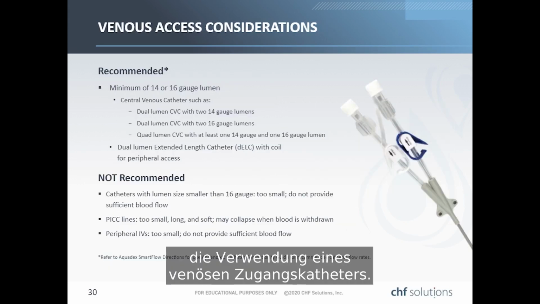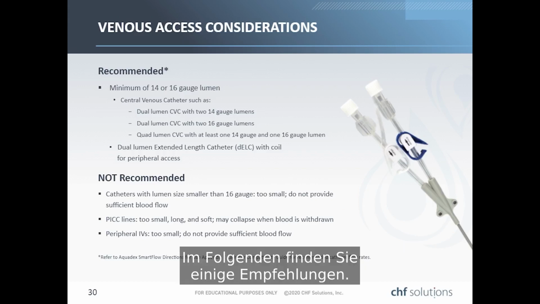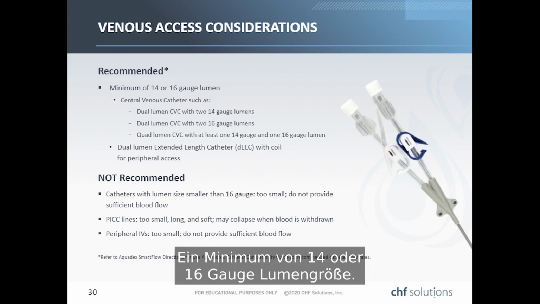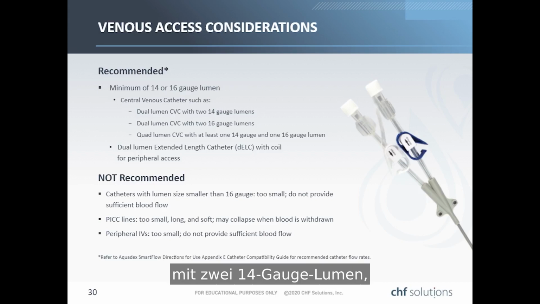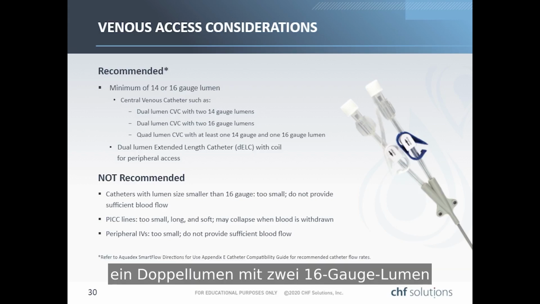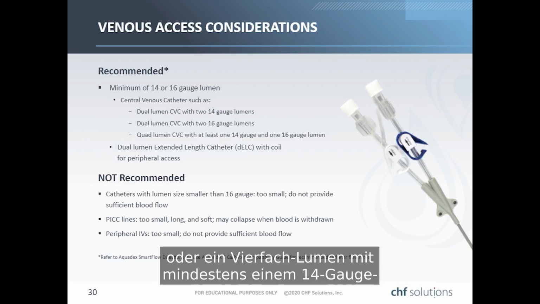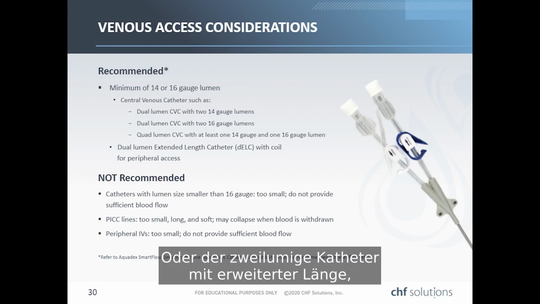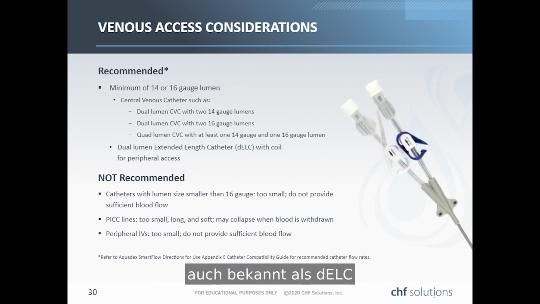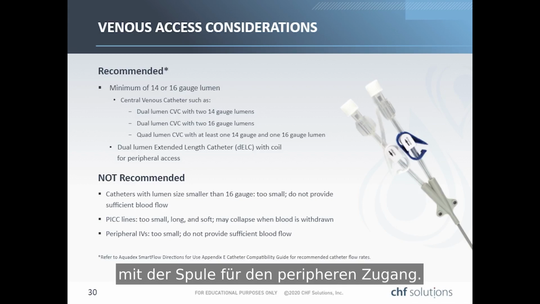Aquadex therapy requires the use of a venous access catheter. The following are some recommendations: a minimum of 14 or 16 gauge lumen size. For central venous catheters, this may include a dual lumen with 2 14 gauge lumens, a dual lumen with 2 16 gauge lumens, or a quad lumen including at least 1 14 gauge and 1 16 gauge lumen. Or the dual lumen extended length catheter, otherwise known as the DELC, with a coil for peripheral access.